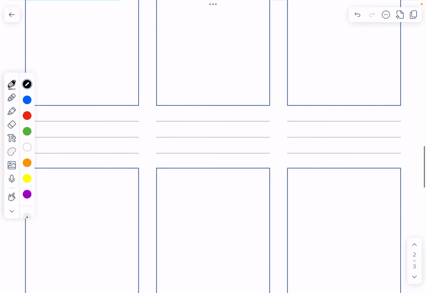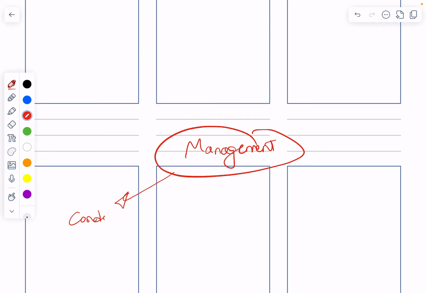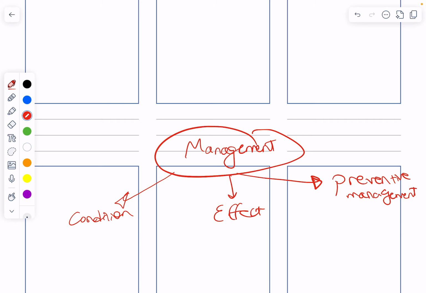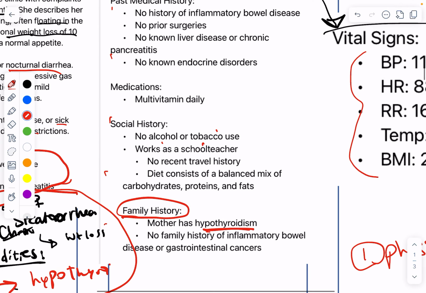Now let's say it turned out to be celiac. So the next step would be management, right? For management, guys, on the step 3 exam, you're not just going to manage the condition, but you're also going to manage the effect of that condition, and you're also going to do preventive management. And preventive management, you're going to elucidate that from the patient's social history. So if she's a tobacco user, you're going to advise her to stop tobacco.